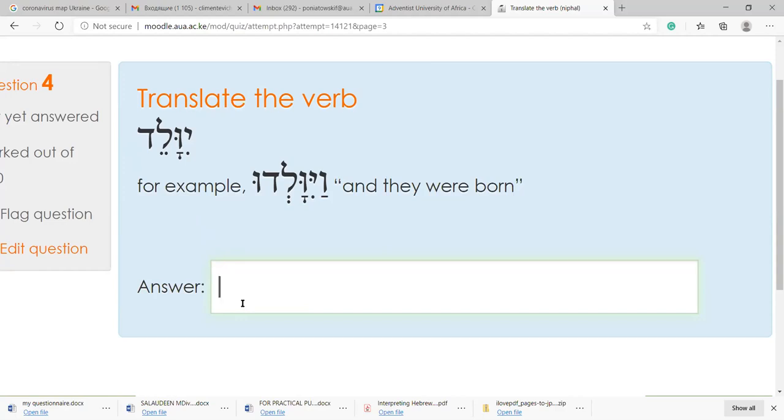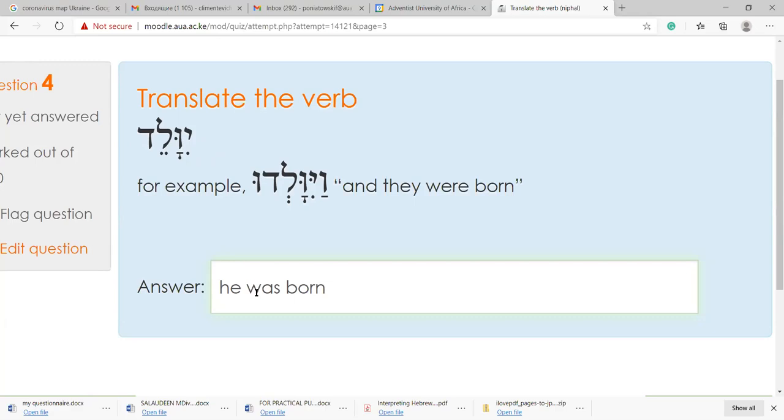They were born. Why they? So this one, you need to translate this one. This one is already translated. This is just an example. So how can we translate it? He was born. He was born, but what is the aspect? Is it Yiktol or Katal? Yeah, correct. It is Niphal. But is it Yiktol or Katal? It's Katal.